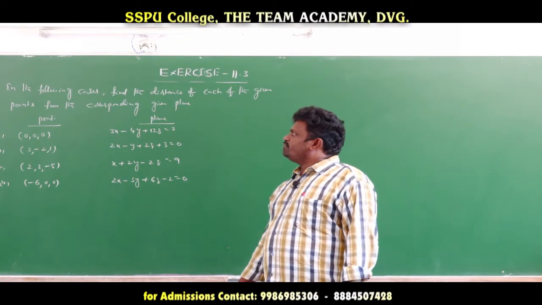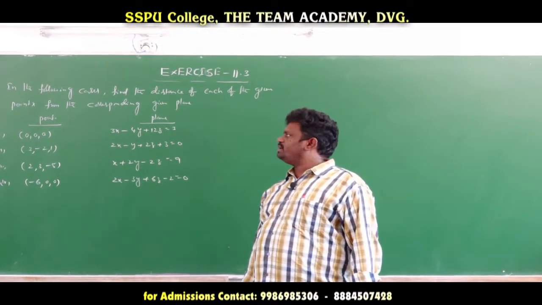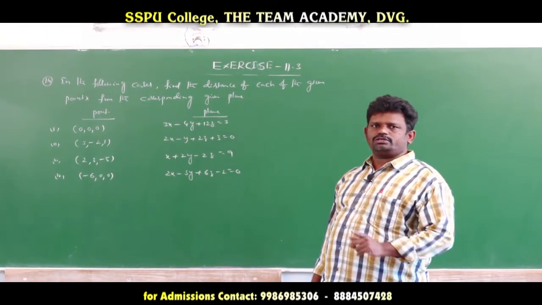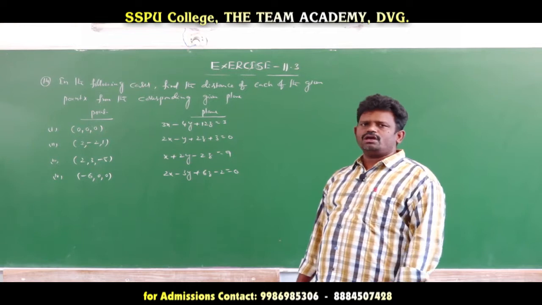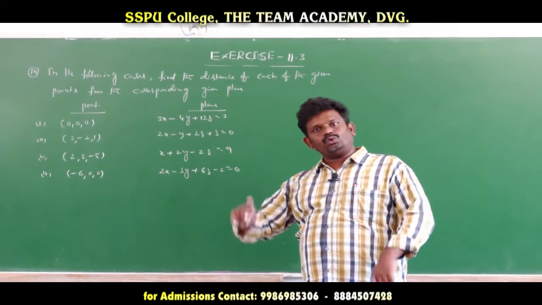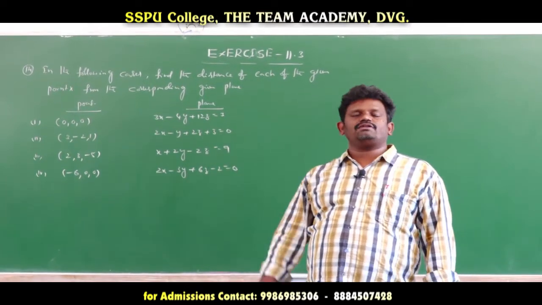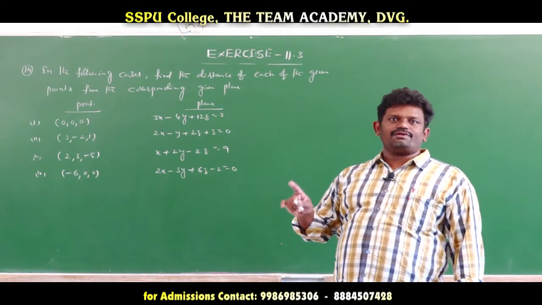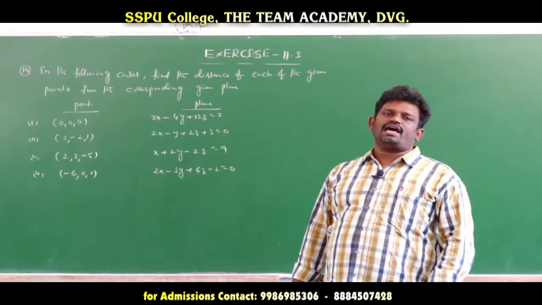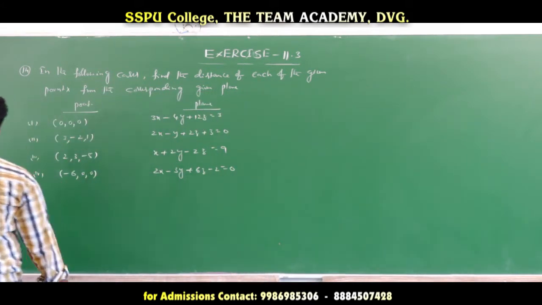Next question: in the following cases, find the distance of each of the given points from the corresponding given plane. This is an important type of question. It is simple, since we already know the distance formula from a point to a plane. In Cartesian form, D is equal to modulus of Ax1 plus By1 plus Cz1 minus D, divided by the square root of A square plus B square plus C square. Here one point and one plane are given, so we find them one by one.